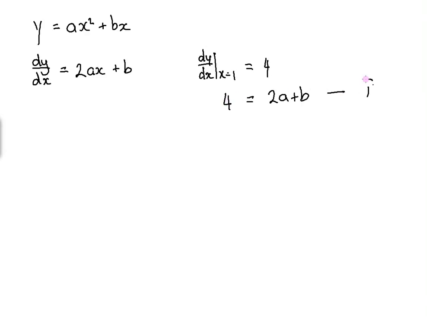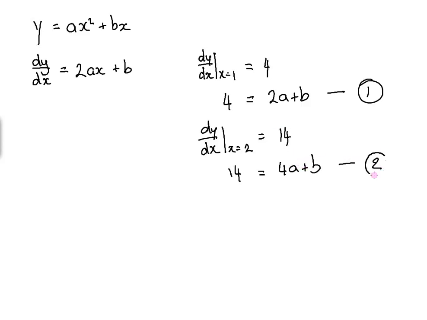So we get an equation that we can solve. We also know that dy by dx, when measured at x equals 2, is equal to 14. So 14 is going to be equal to, and just substitute 2 in here, you get 4a plus b. So now, this is our second equation.